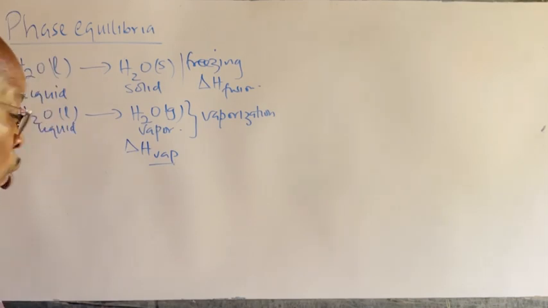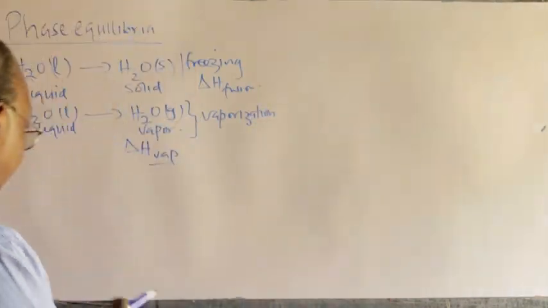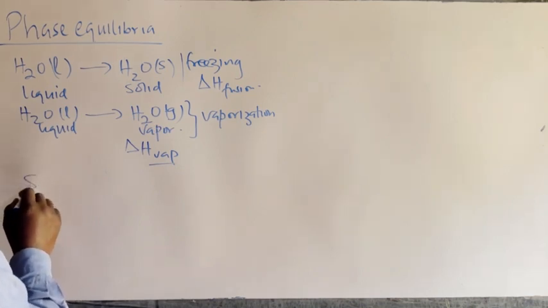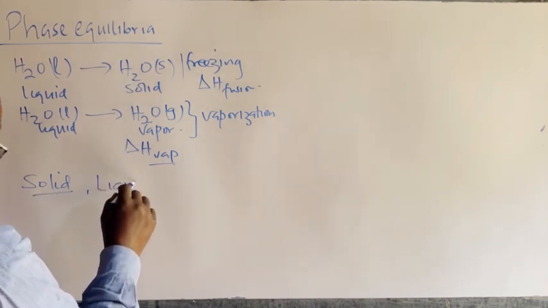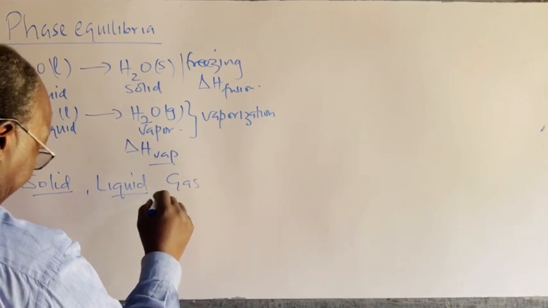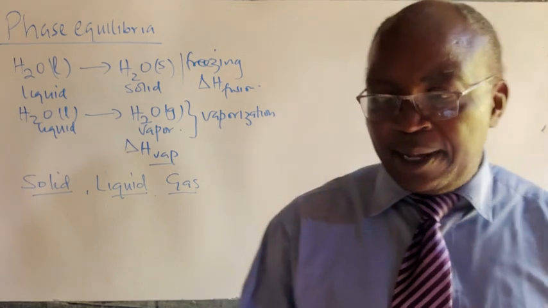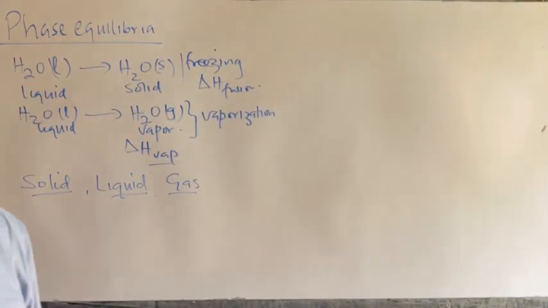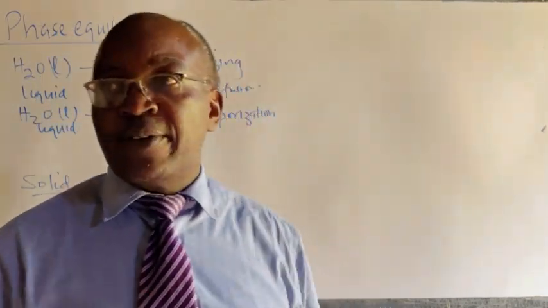Now, we have said there are three phases which are characteristic of matter. We have the solid, the liquid, and the vapor or the gas phases. Now, the key question is, in a thermodynamic sense, what makes a particular phase be stable under ambient conditions? That is, existing conditions, whatever your conditions.